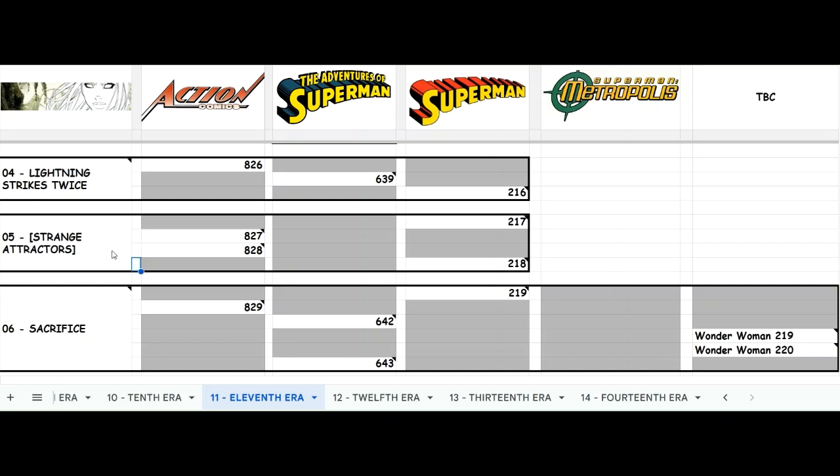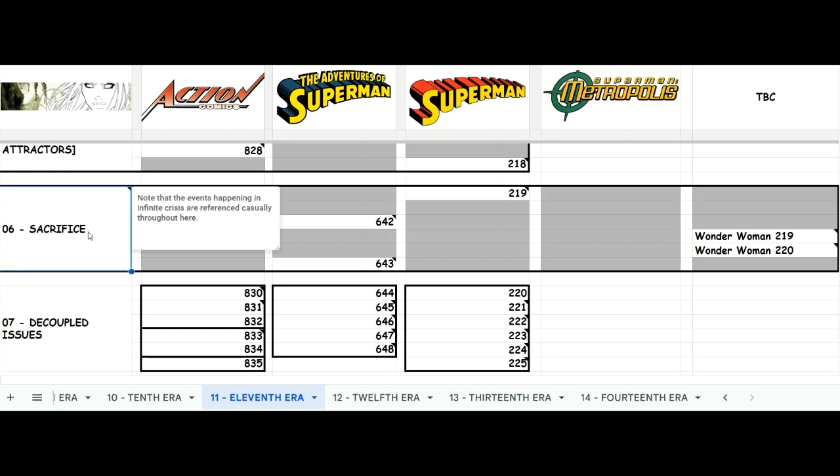This then leads into Superman 218, which specifically states at the end, to be continued in Sacrifice. Here we can see Sacrifice. This Sacrifice story arc is key in terms of reading Infinite Crisis, but I'm going to cover it here as well as covering it tomorrow.